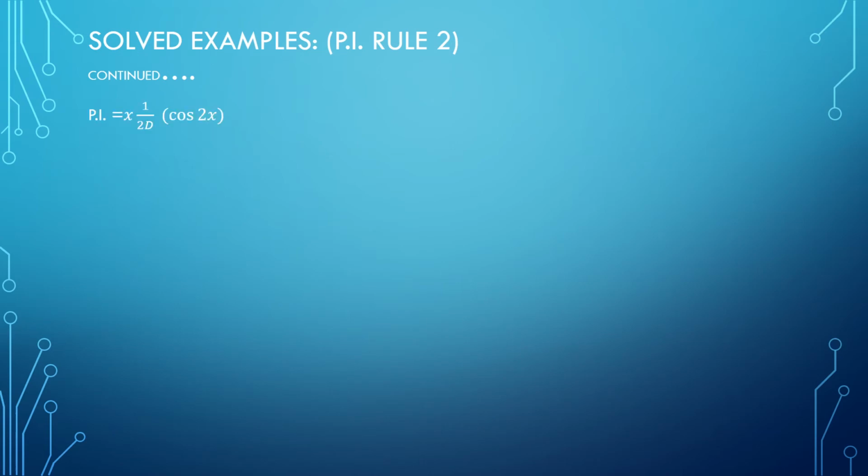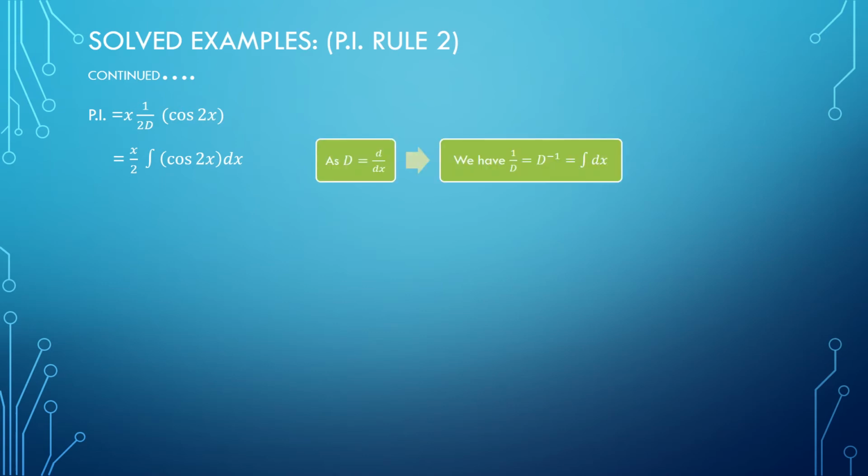Now this x into 1 upon 2d cos 2x can be simplified this way, that x by 2 integral cos 2x. Why can I do that? Because we can see d is replaced as d by dx. So 1 upon d will be d inverse, which can be written as integral with respect to x. That's why whenever I have only d, 1 upon d, 1 upon d square, I can replace it with integration. Single d, single integration. If I have d square, 2 times integration. If I have d cube, it will be 3 times integration, and so on.